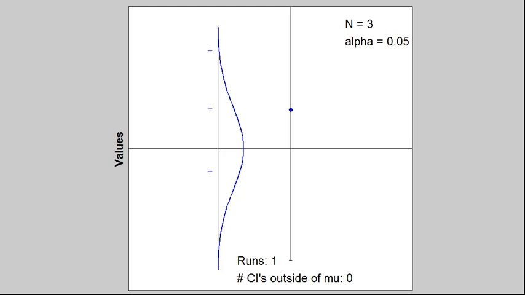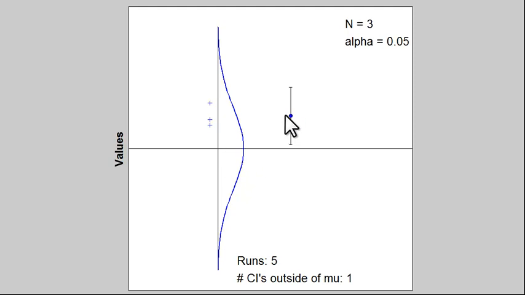So this is student number 1. Student number 1 indeed encompassed mu. Here's student number 2, also included mu. Student number 3, 4, 5. Look what happened to student 5. This particular range we happened to sample on the upper end of the normal distribution, and in doing so, we got an estimate that did not include the true population mean.